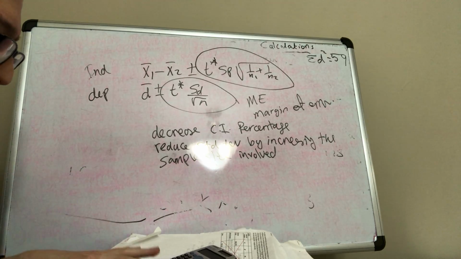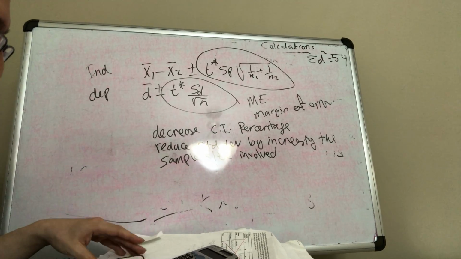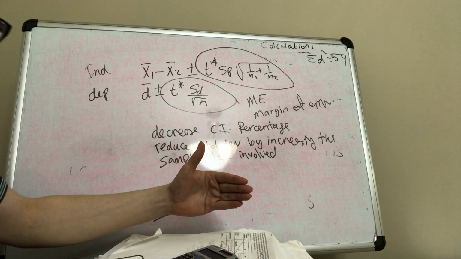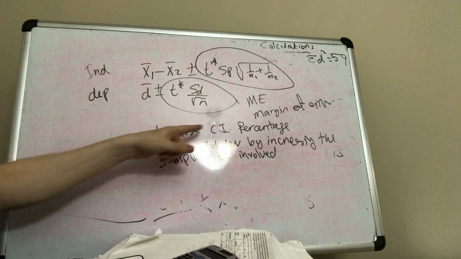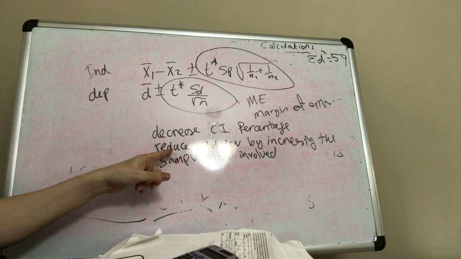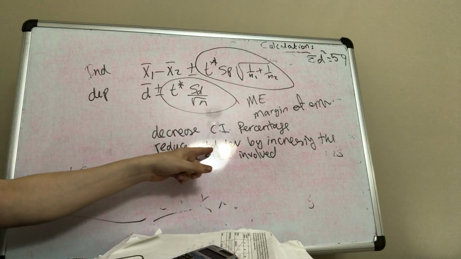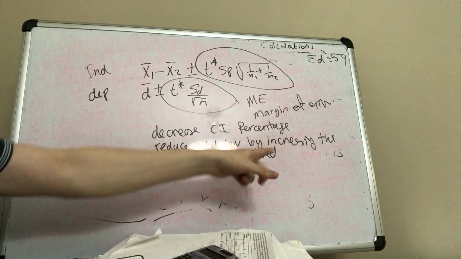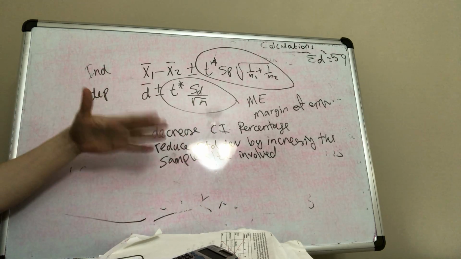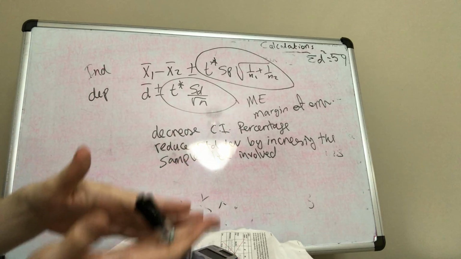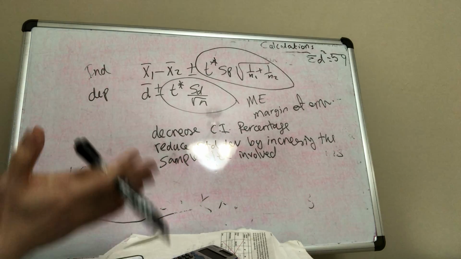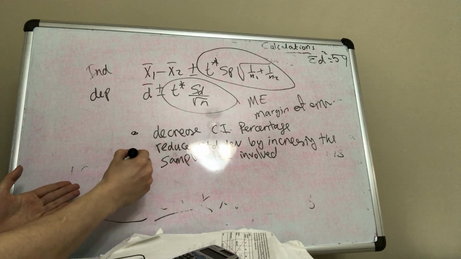And if she asked the question the opposite way, what would you do to increase margin of error? You do the opposite. To increase margin of error, increase CI, or increase standard deviation by decreasing the sample size. So you do the opposite of what I wrote if it was increasing margin of error. But decreasing, you say these two.